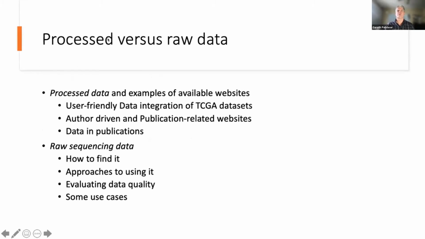First and foremost, when you're looking at online data, you have to consider the idea of processed versus raw data. In the presentation, we're going to first talk about processed data. Samer is going to mostly cover processed data and examples of available websites. User-friendly data integration of TCGA websites, we'll talk about that. Author-driven and publication-related websites, and data in publications, I'll talk a little bit about that.